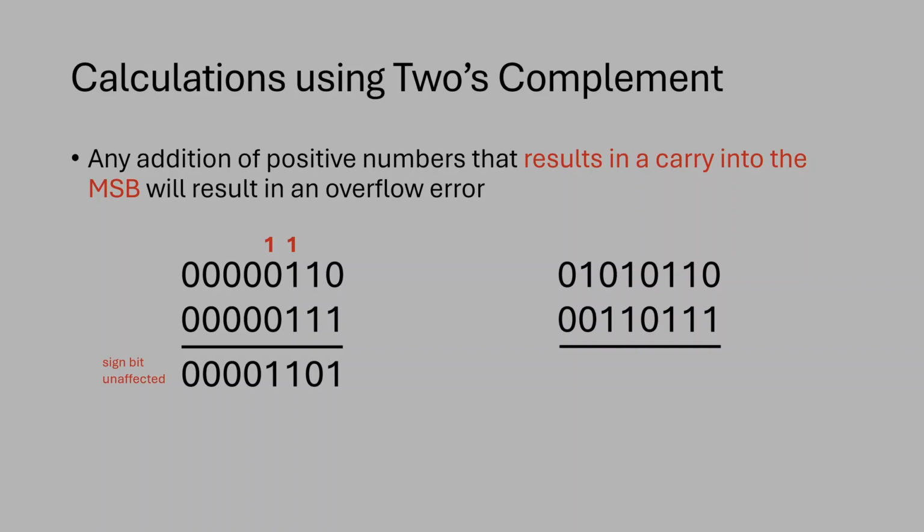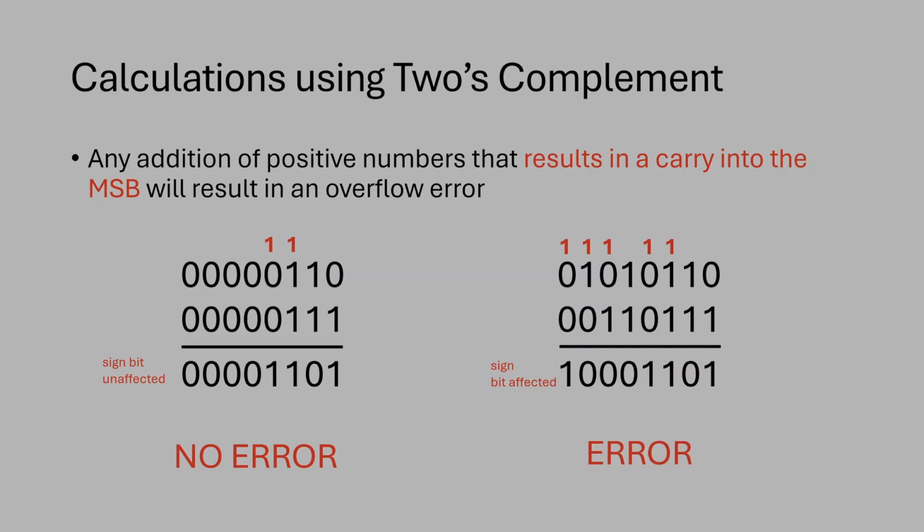If we do this addition, this carrying of ones carries into the sign bit, okay, the most significant bit. That means that we flipped the addition of these two positive numbers, and the result is a negative number. So this is a sign bit affected. In this case, we have no error, and in this case, we have an error. We've essentially output the incorrect number.